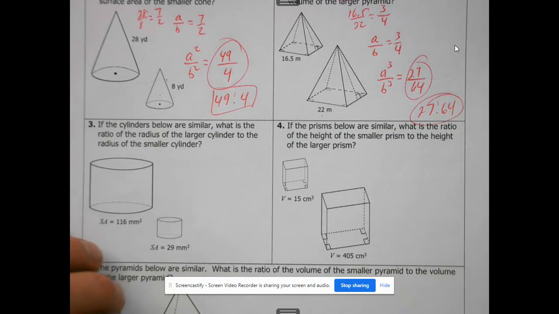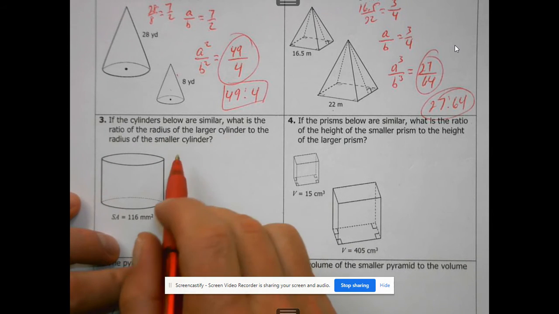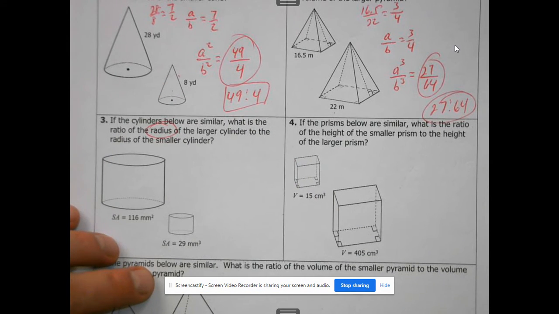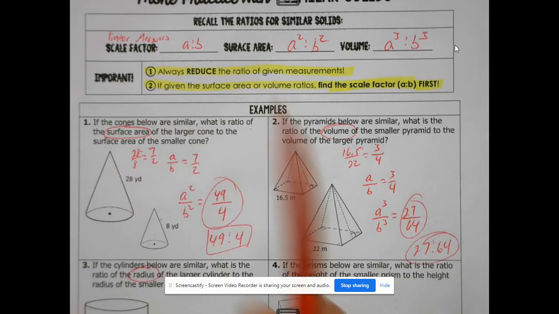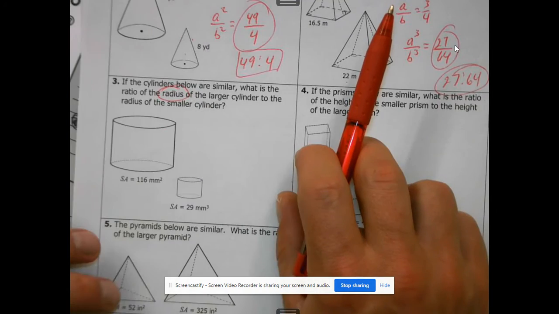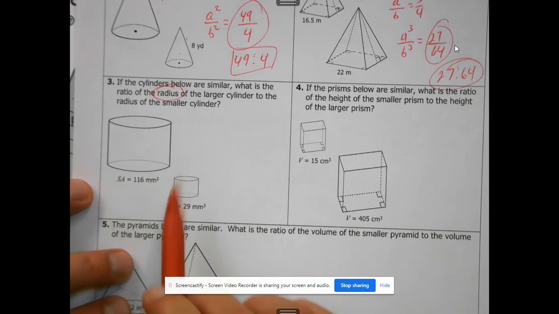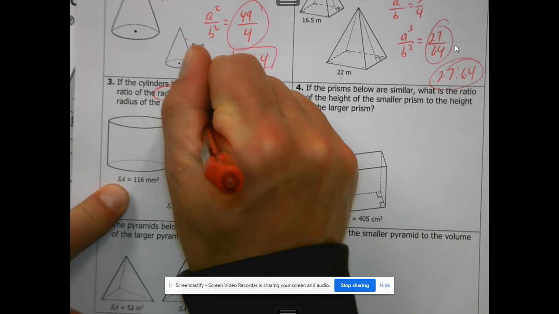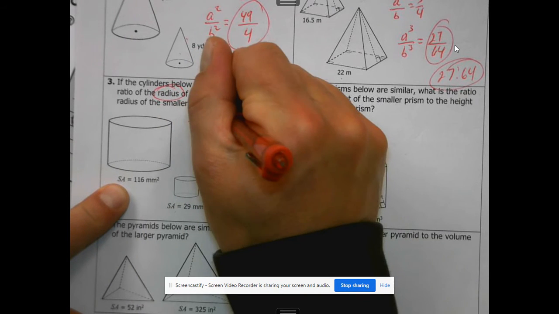Number 3. If the cylinder below is similar to a cylinder, what is the ratio of the radius? That's what I'm looking for. Basically, remember, I'm just looking for a scale factor, right? It's a linear measure. The radius of the larger cylinder to the radius of the smaller cylinder. What are they giving us? They're giving us the surface area, right? So first thing, reduce the fraction. 116 over 29 reduces to 4 over 1.